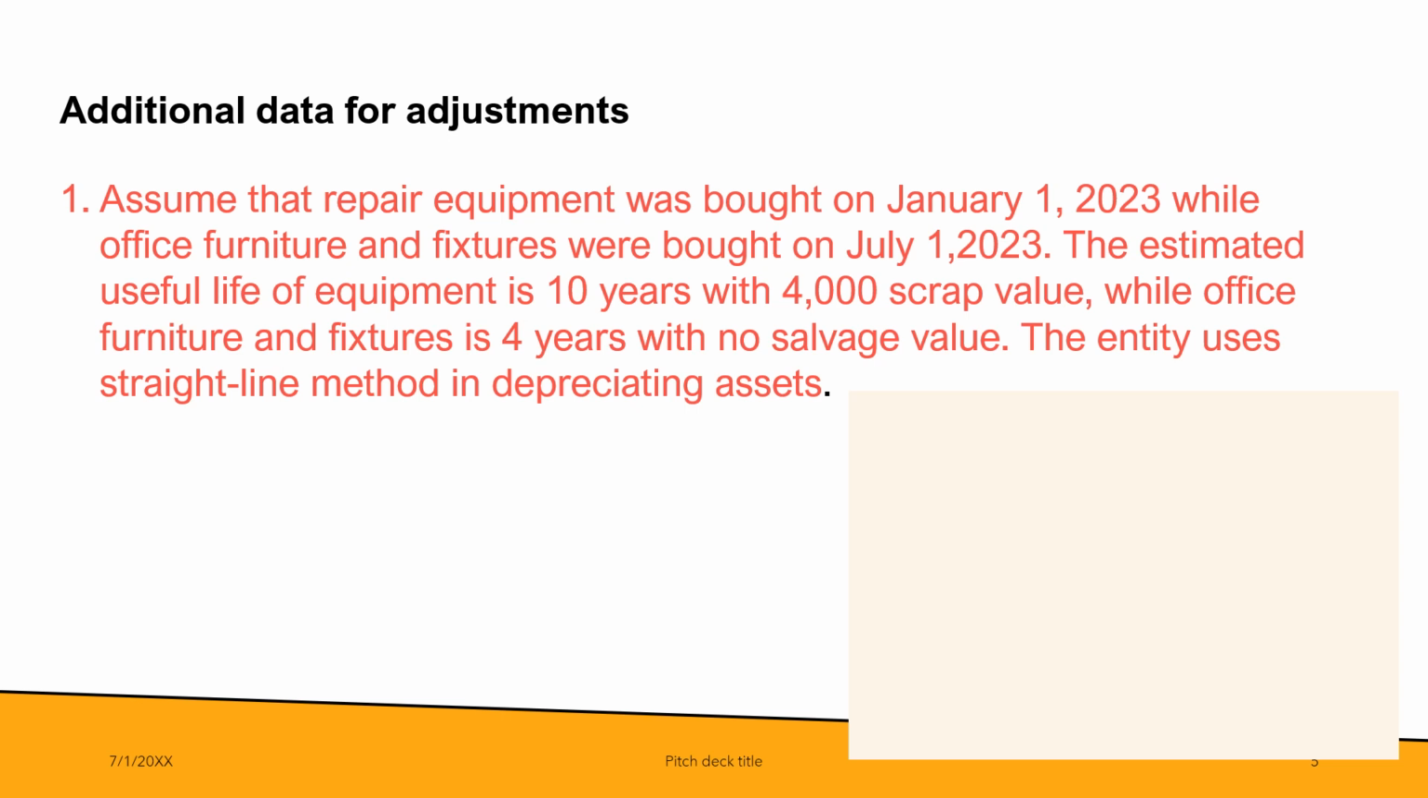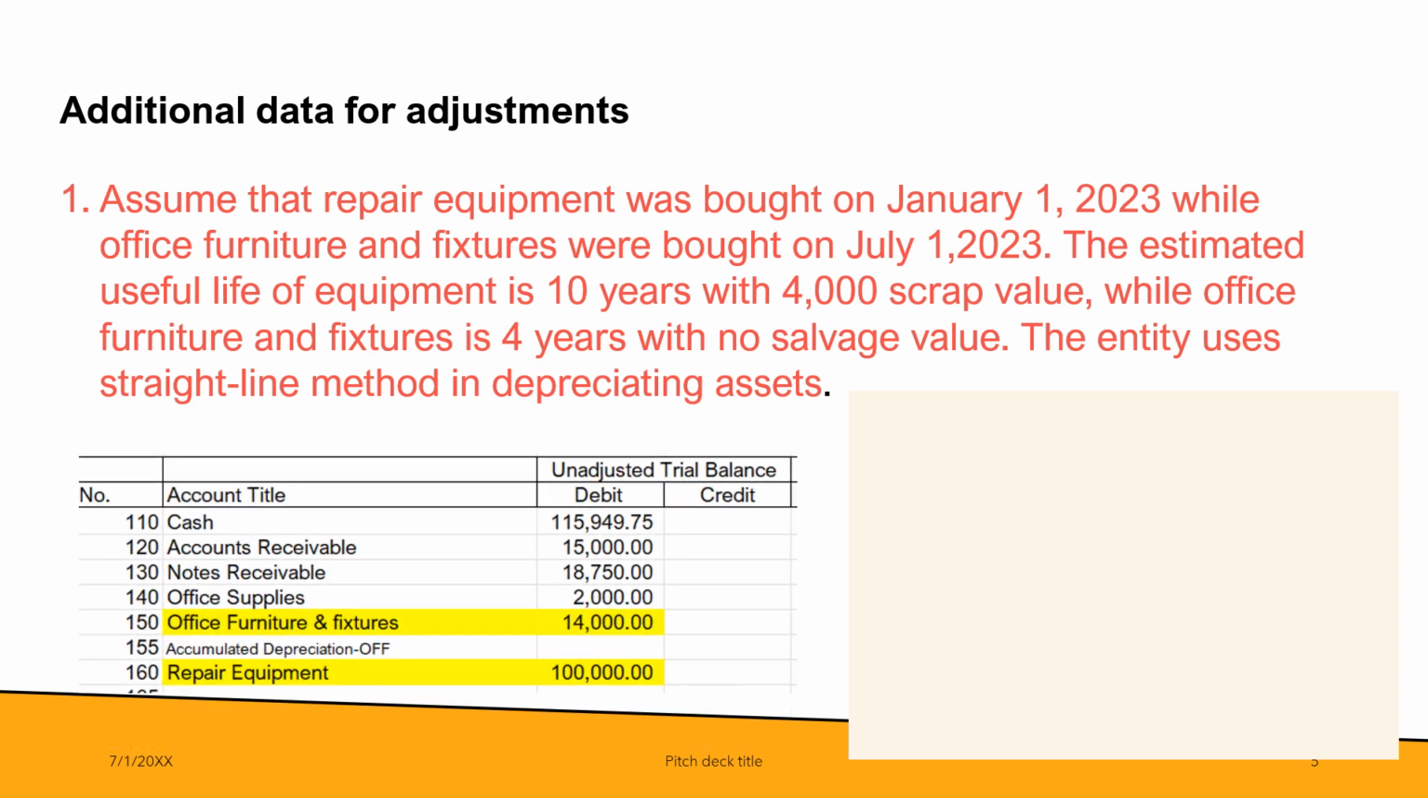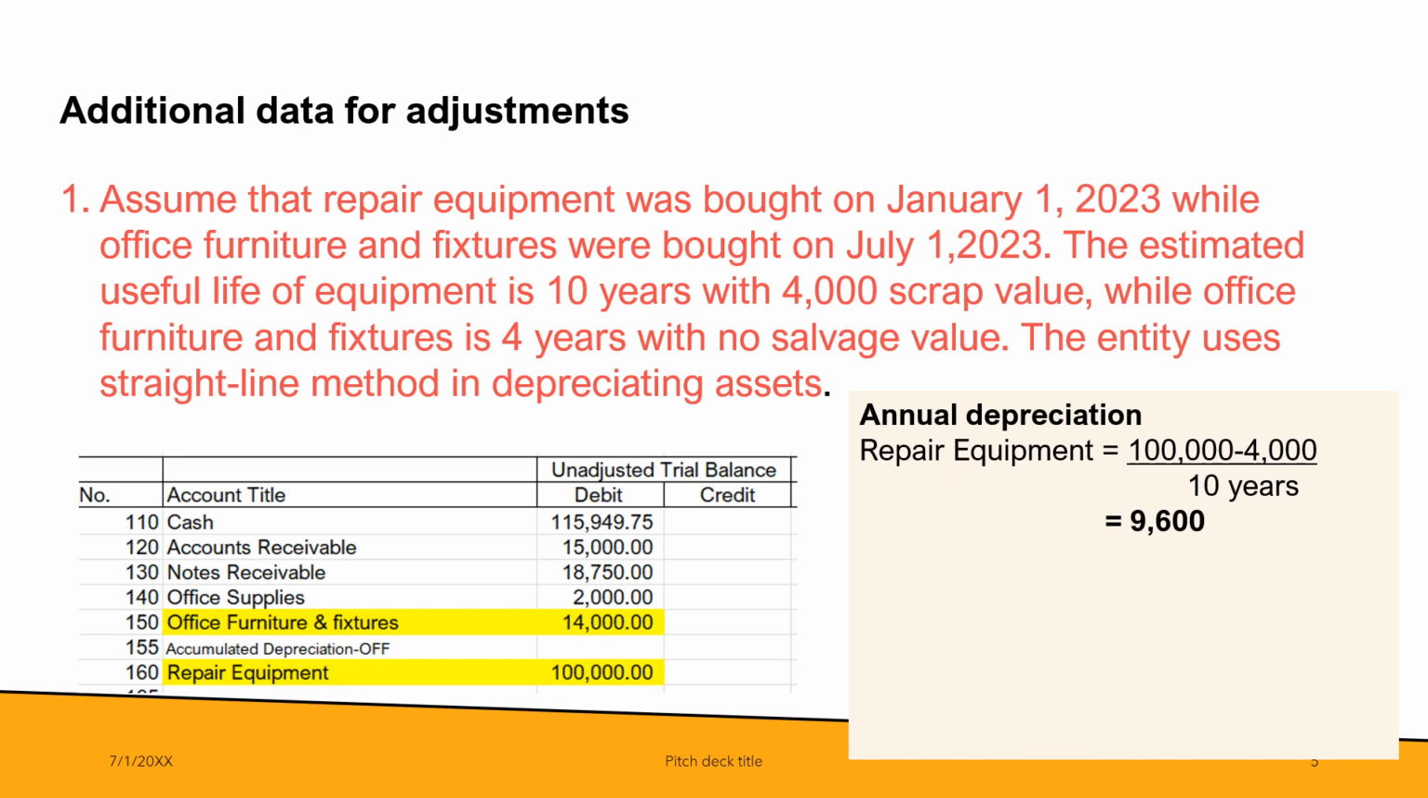To compute for the depreciation, you have to check your unadjusted trial balance to determine how much is the repair equipment and the office furniture and fixtures. So we have here the portion of the trial balance, and based on the unadjusted trial balance, the amount recorded as office furniture and fixtures is 14,000, and then repair equipment is 100,000. To compute for the depreciation, let's start with repair equipment. Since repair equipment was purchased January 1, 2023, our depreciation will start from January 1 to December 31, 2023.